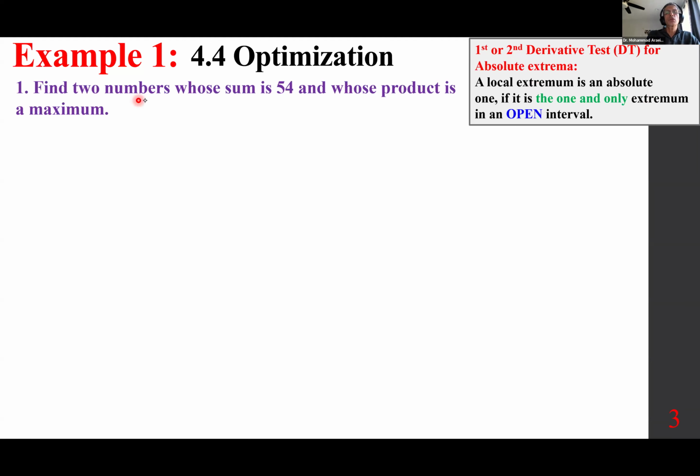We want to find two numbers whose sum is 54 and whose product is a max. First, you have to define your variables. X and Y represent the two numbers. You want to maximize the product P equals X times Y. And the constraint is the sum is 54, X plus Y must be 54.